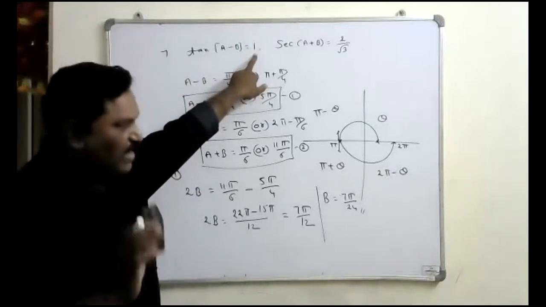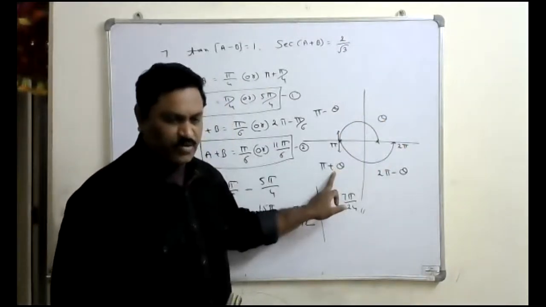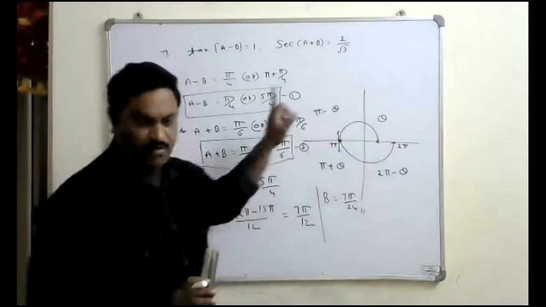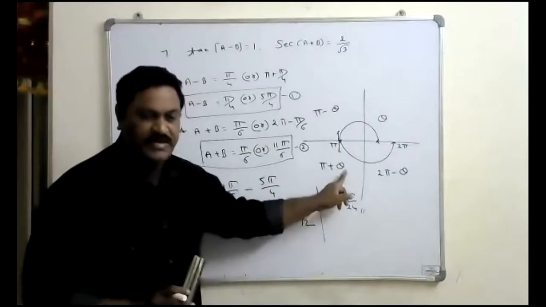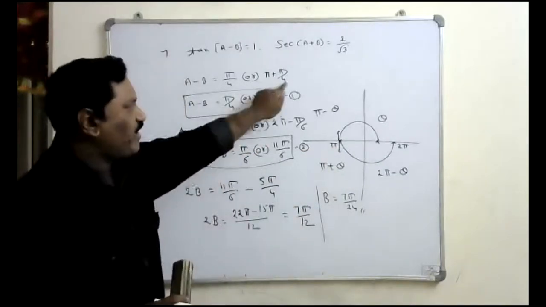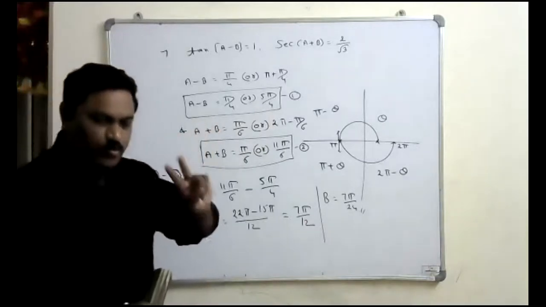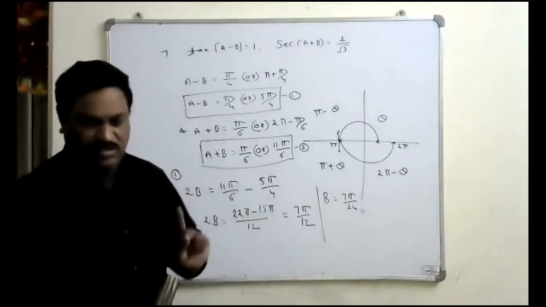But the possibility is that tan is positive, it is given. We know that tan is positive either in the first quadrant or in the third quadrant. First quadrant means directly we can take that acute angle pi by 4. If it lies in the third quadrant, the angle will be in the form pi plus theta, pi plus pi by 4, that is 5 pi by 4. Means for a minus b, there are two possibilities: pi by 4 or 5 pi by 4.